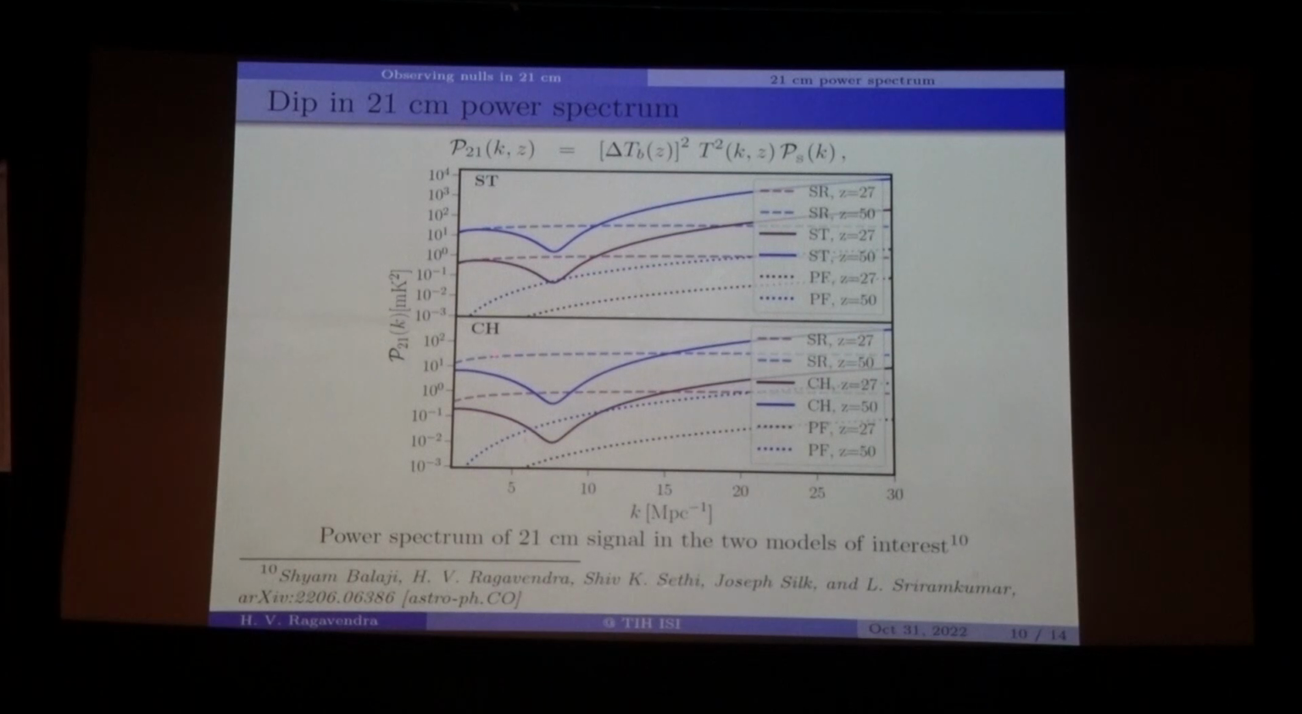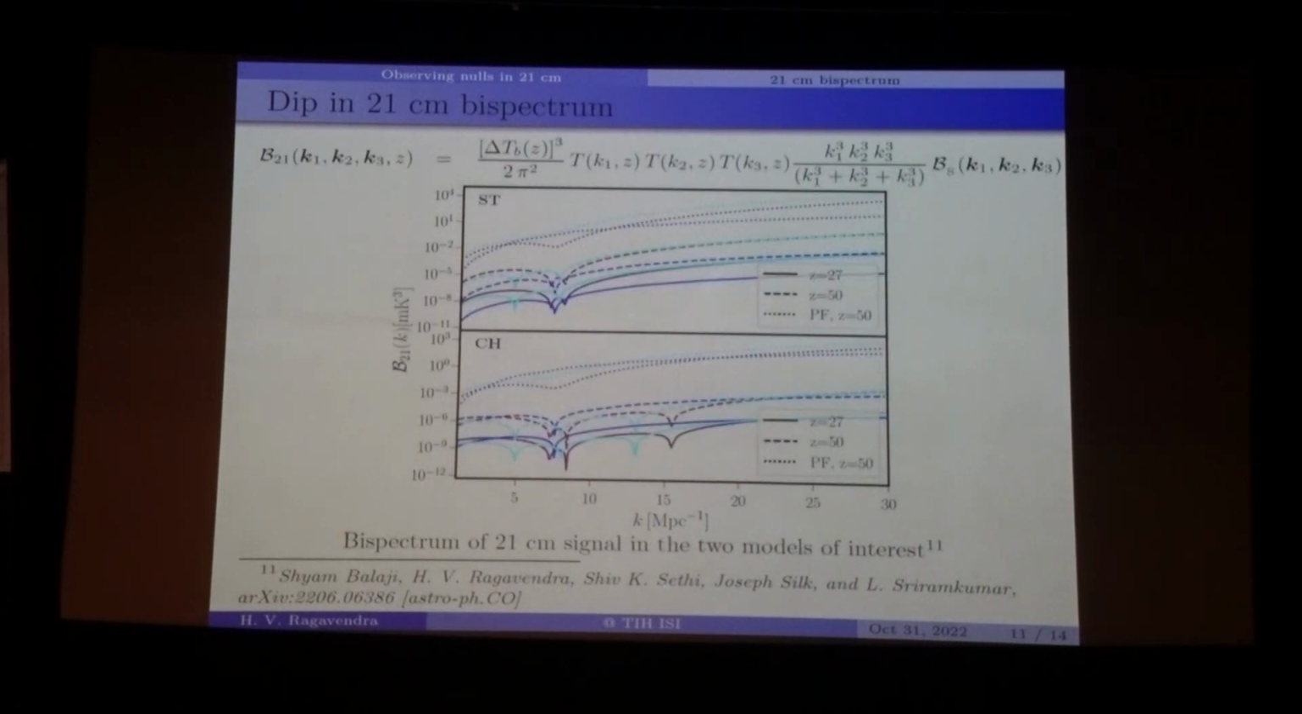We also computed the corresponding Poisson fluctuations, which are presented in dotted lines, but those are much below the signal that we expect at the level of power spectrum. So proceeding to the bispectrum, since we have the primordial bispectrum, we connected to the bispectrum of the 21 centimeter signal as well through this relation, and we capture the effects of baryonic perturbations through the transfer functions. Apart from other dips that we already know occur in the primordial bispectrum, there is a marked dip at the same k_dip of 7.6 Mpc^-1. So this dip truly is generic and can be observed even in the 21 centimeter signal at both the redshifts of 27 and 50, which have been plotted in solid and dashed lines.